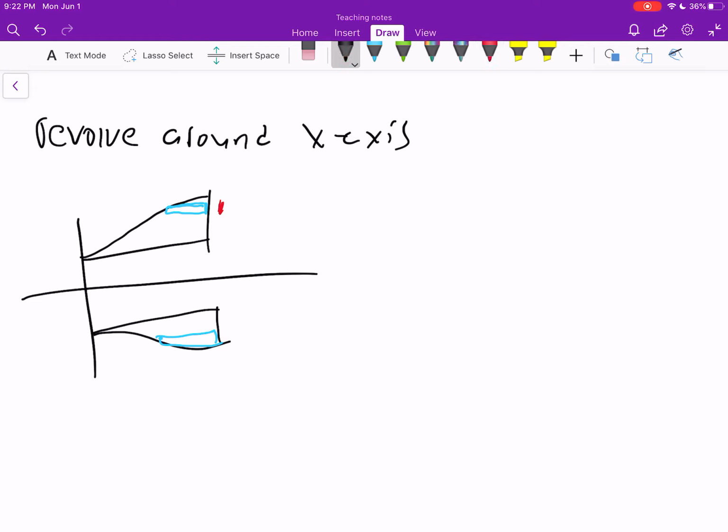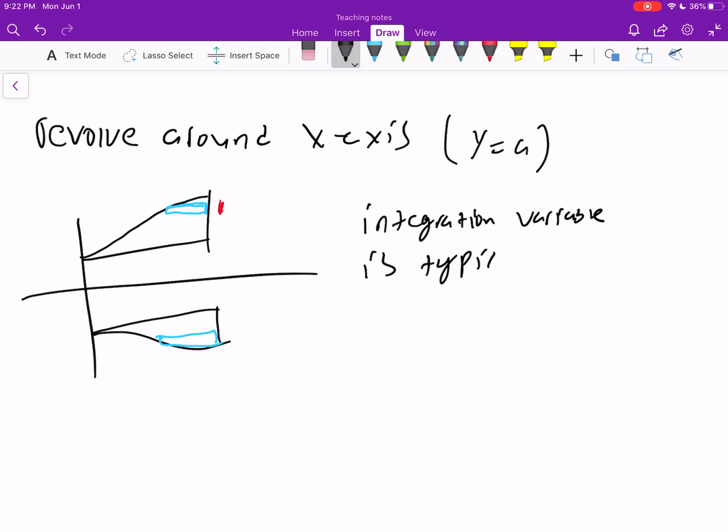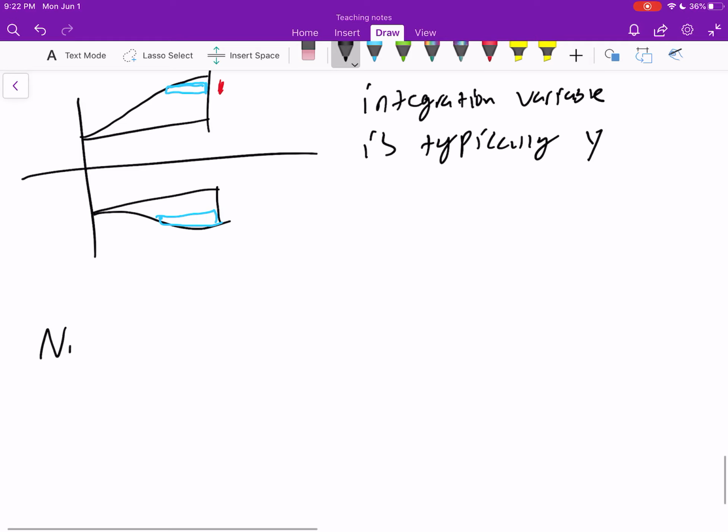So if I revolve around the x-axis, or a line parallel to the x-axis, the line y equals a, the integration variable is typically going to be y. And again, this is because I'm extending into the y direction. It's going to be an integral dy. So I need to have everything in terms of y there. So just one last note.